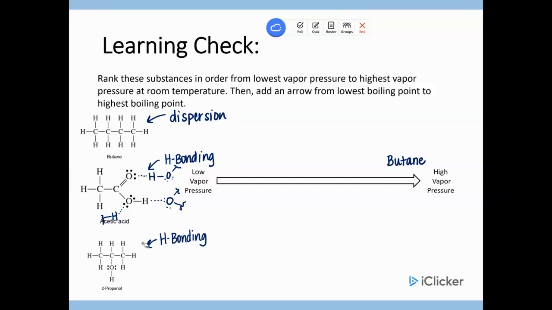In 2-propanol, there's only two. We have the hydrogen that's bonded to oxygen, which can have a hydrogen bonding interaction with the oxygen from another propanol. And the oxygen bonded to hydrogen can have a hydrogen bonding interaction with the hydrogen bonded to oxygen in another propanol molecule.